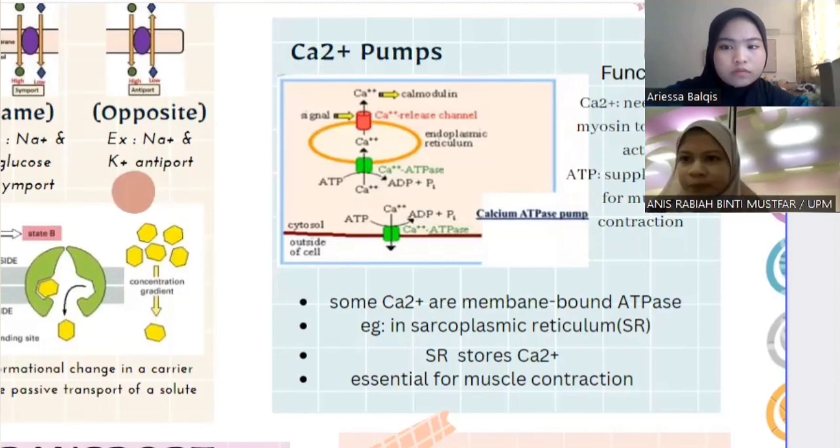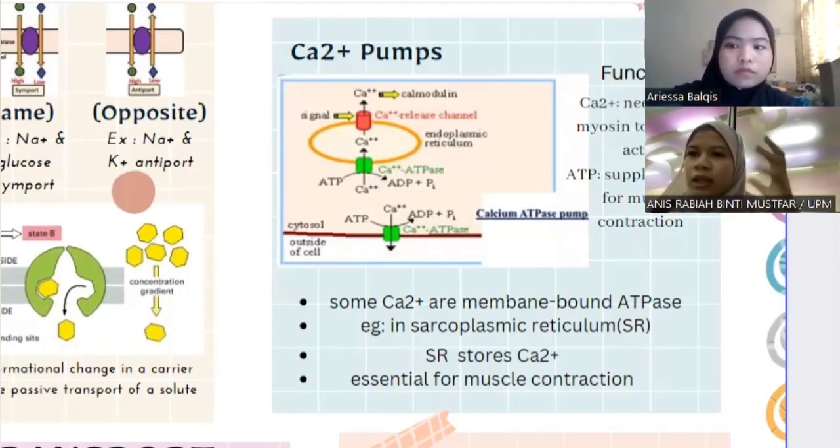So the best understood Ca2+ pump is in the sarcoplasmic reticulum, which is SR. SR can store Ca2+. When an action potential depolarizes the muscle, the SR will release Ca2+ into the cytosol so that it can stimulate the muscle to contract.